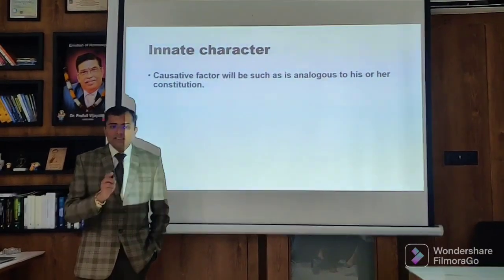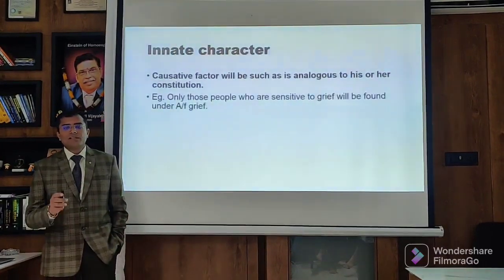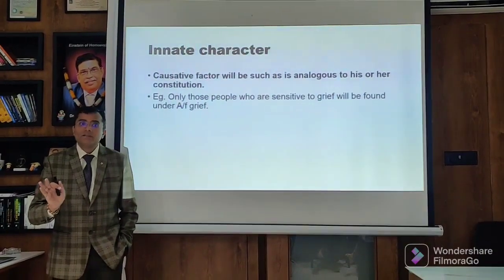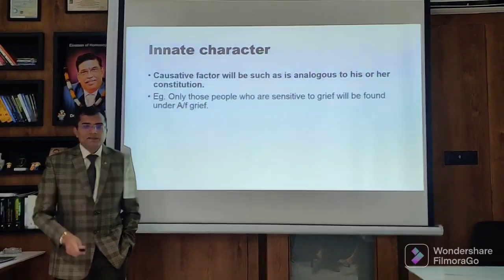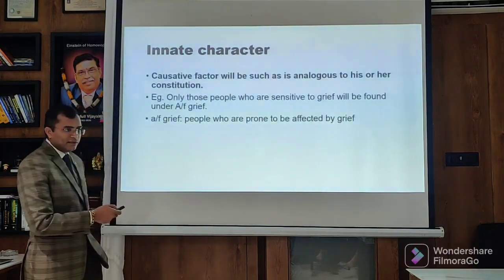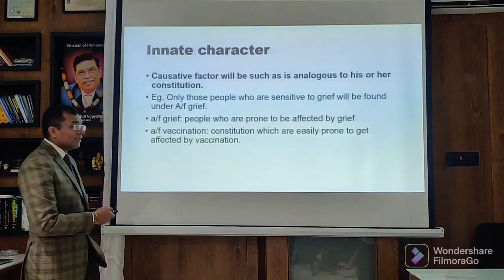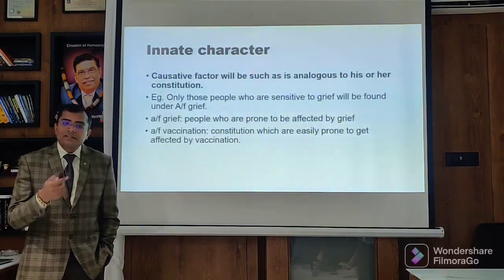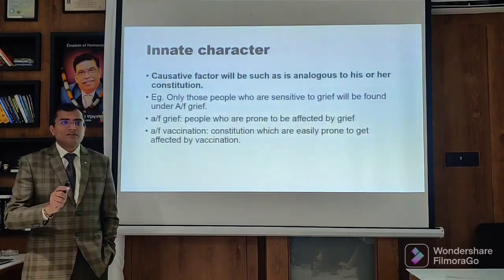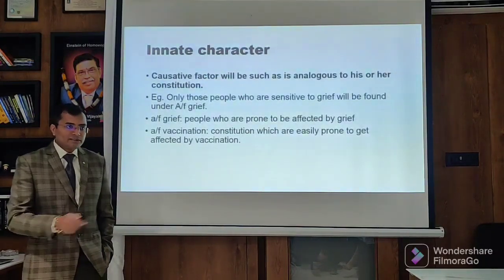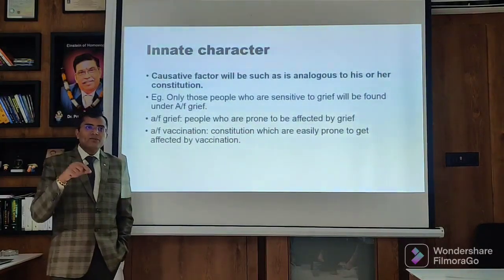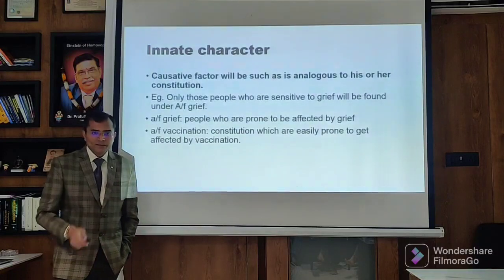Are you getting me? An example I am giving you: only those people who are sensitive to grief will be found in the ailments from grief rubric. So ailments from grief are for the people prone to be affected by grief. Ailments from vaccination are for the constitutions which are easily affected by vaccination; they came into that. Otherwise not. So you have to find the same thing: that there is a grief, and if the person is sensitive to that, then it is a grief.